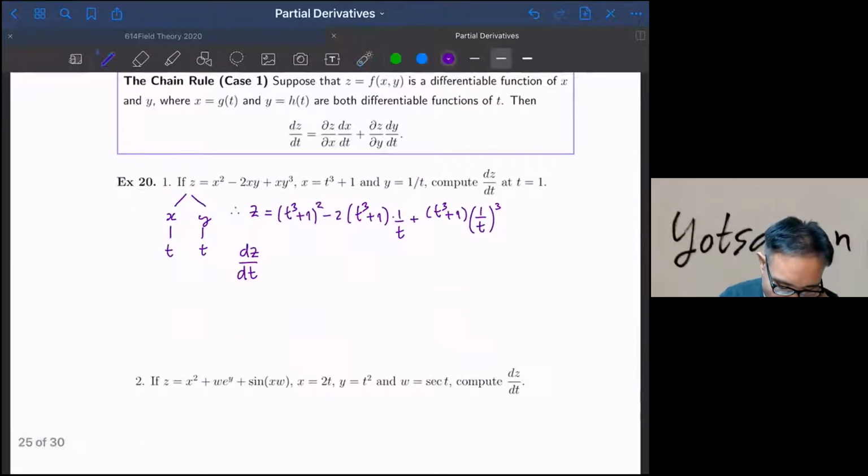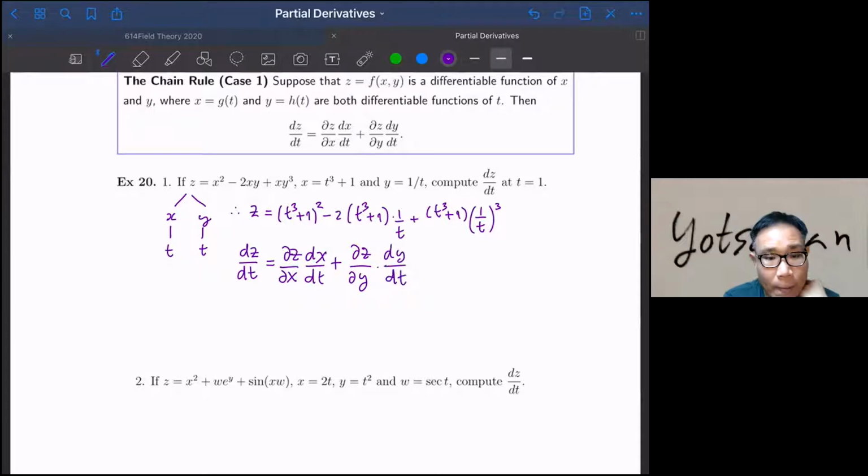So this one can be done in the way that you have dz dt equal to dz dx times dx dt plus dz dy times dy dt. And you see you end up with dt at the end. Okay, so this one is the formula. You don't need to memorize the formula. The formula can come from this diagram.